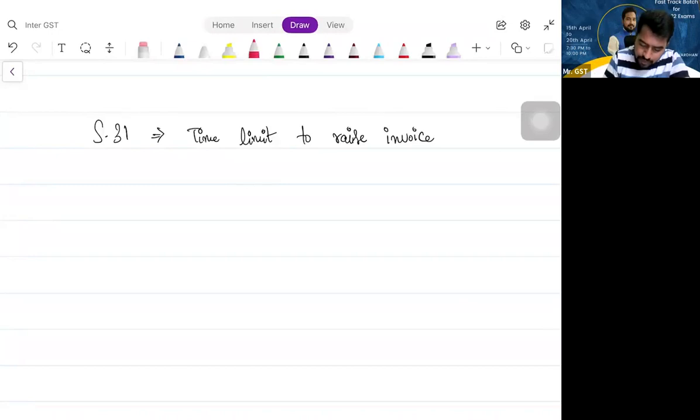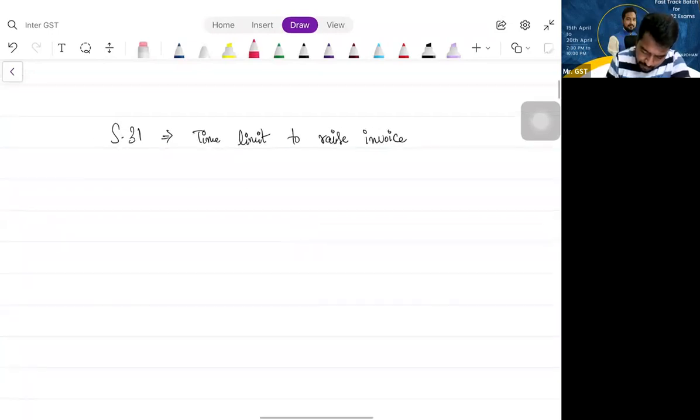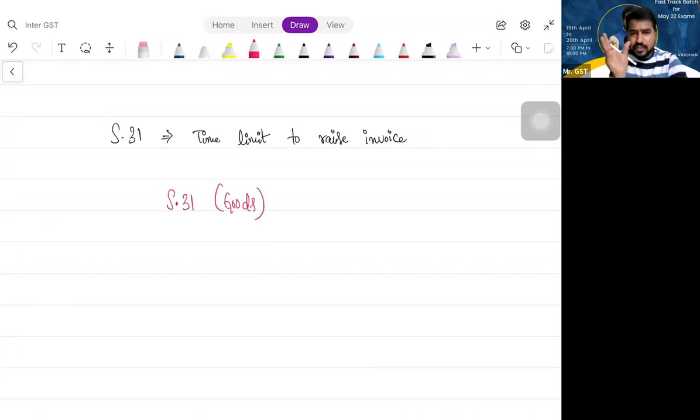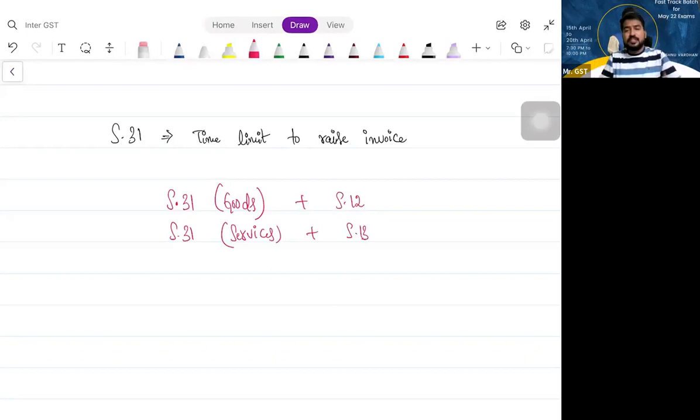So first, we will discuss section 31, but only the part related to goods. Only if you understand section 31 related to goods can we start discussing section 12. After that, we will go with section 31 related to services. Then we'll go with section 13. Is that clear? Shall we proceed?